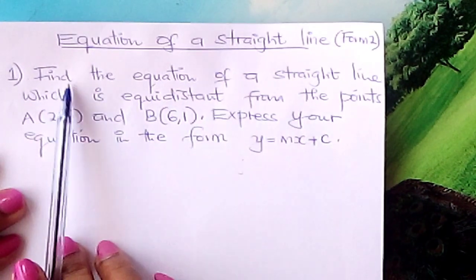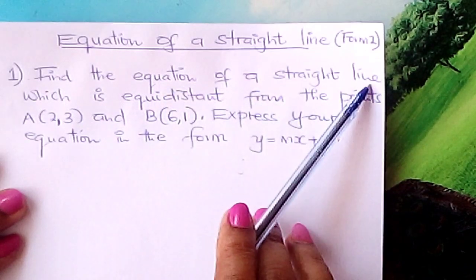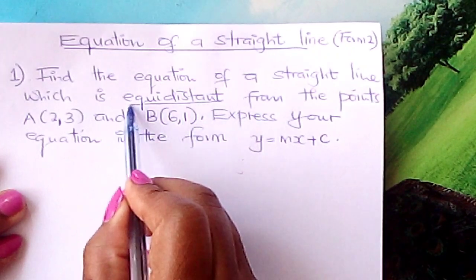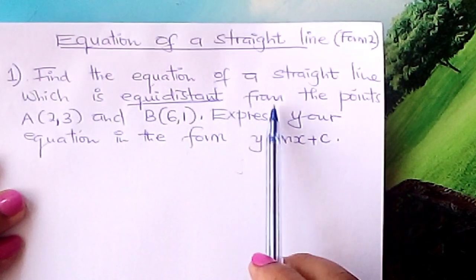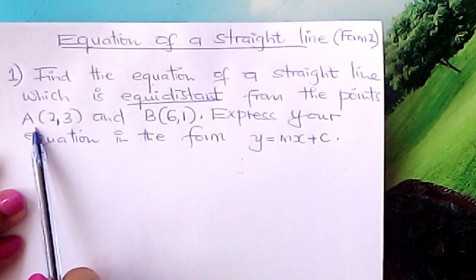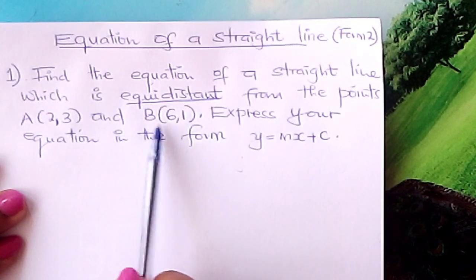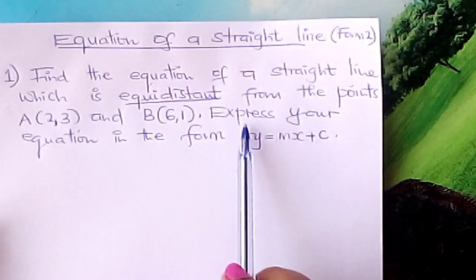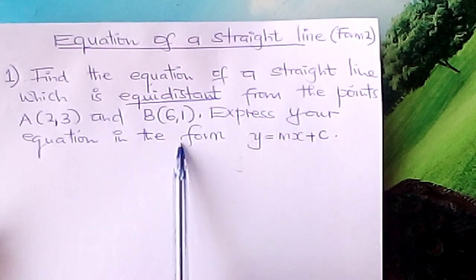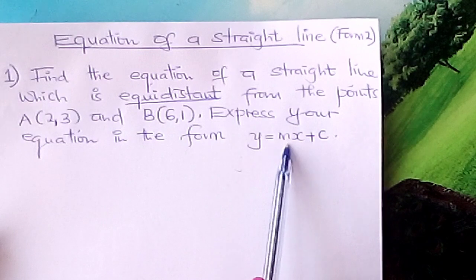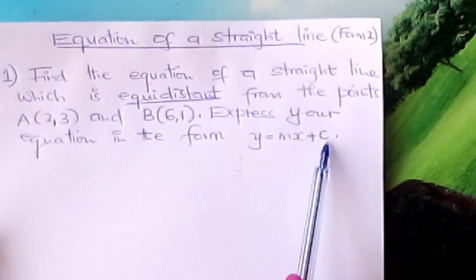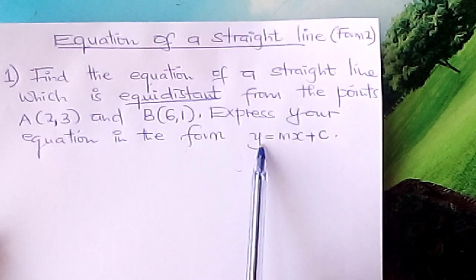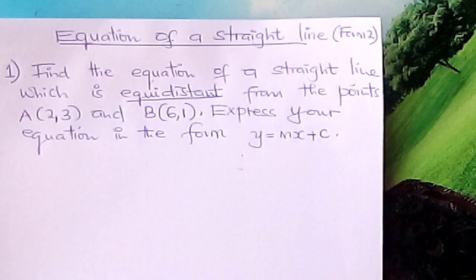You are told, find the equation of a straight line which is equidistant. Look at this term, learner. Equidistant from the points A at (2, 3) and B at (6, 1). Then express your equation in the form y = mx + c. In other words, you express y as the subject of that equation.